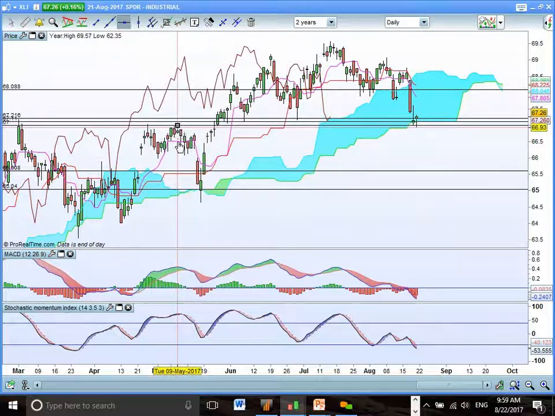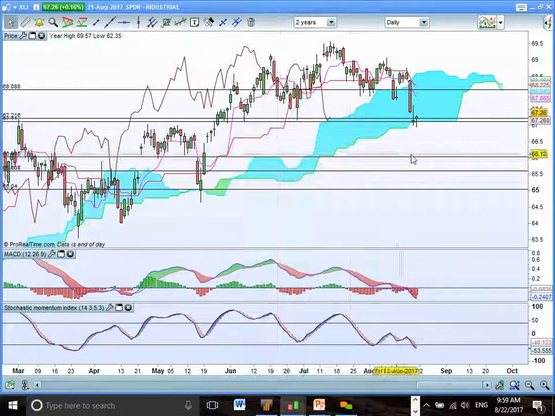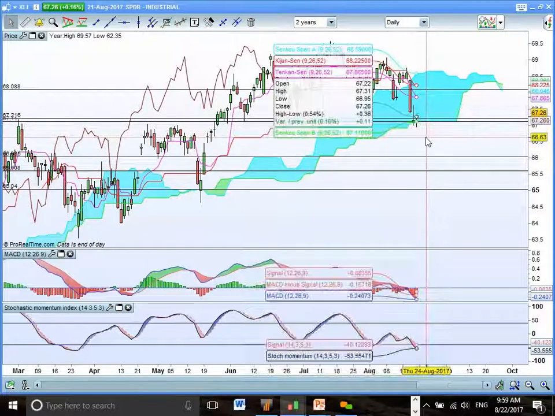If support fails, we're going to go to the next cloud level here, back down. So it's a pretty nice little drop down to that level. Okay.